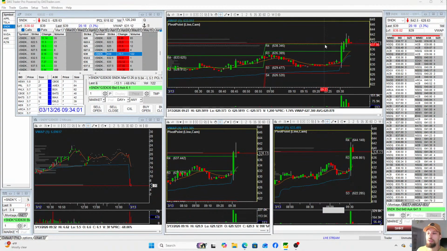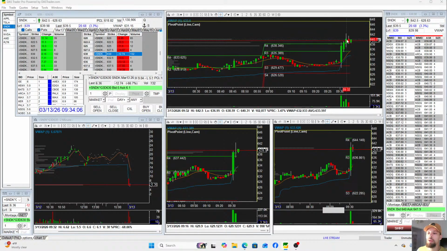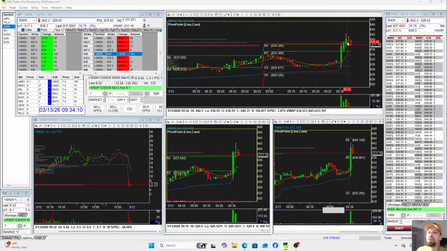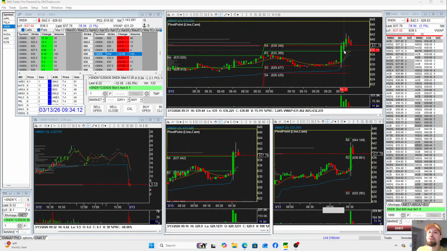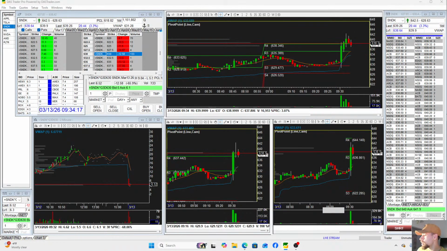This is the 1 minute chart. Stock is testing this R4. It's busted through the R4 here with a nice big green candle. So I wouldn't be surprised if SanDisk pushes up a little higher here.